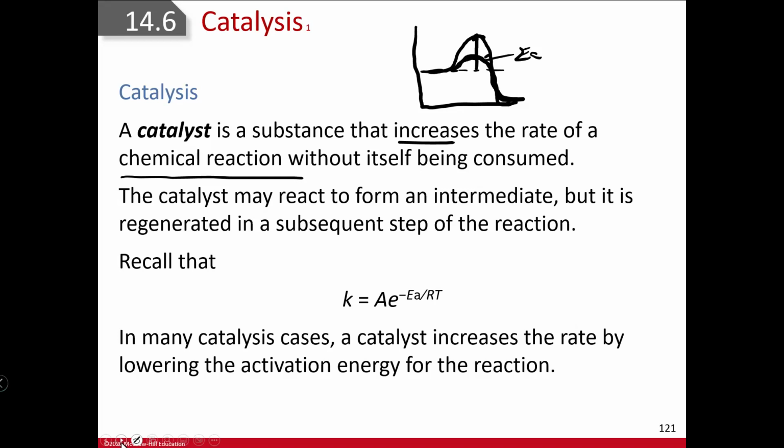But here's the thing to remember. It also makes it easier for the products, if it's a reversible reaction, to get over the hump and come back and form the reactants. So a catalyst affects both the forward and the reverse of the reaction if it's reversible. A catalyst may react to form an intermediate, but then it's regenerated in a subsequent step. So that's why we say a catalyst is not created or consumed. The catalyst is not consumed in the chemical reaction. It cannot be consumed.